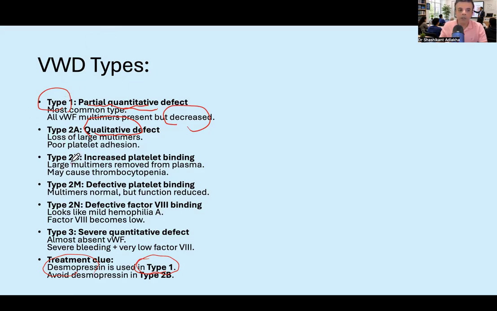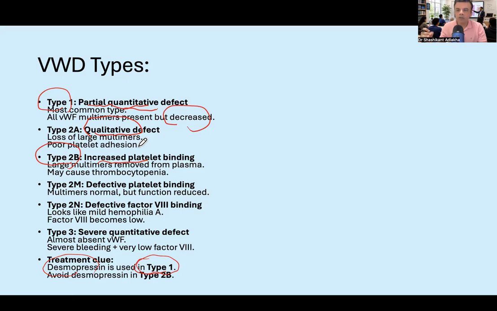Type 2B, here something different is happening. There is increased platelet binding, which means large multimers have excessive avidity to platelets. Large multimers and platelets have a severe affinity or avidity, and they get cleared off by the reticuloendothelial macrophages.